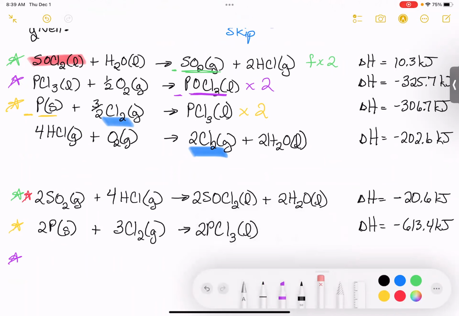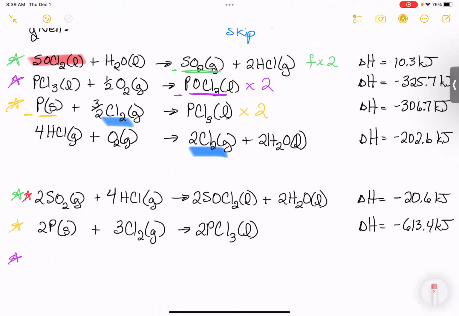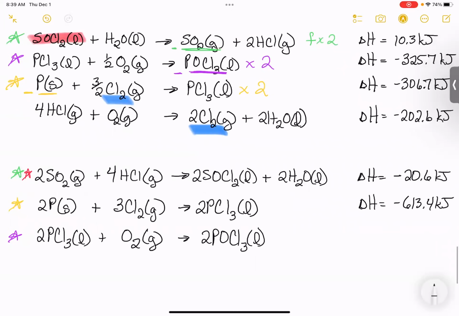So you get 2 PCl3 liquid plus O2 gas goes to make 2 POCl3 liquid. And because I multiplied that equation by 2, I've got to multiply its enthalpy by 2. So that's an enthalpy of negative 651.4 kilojoules.